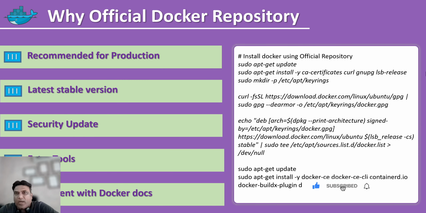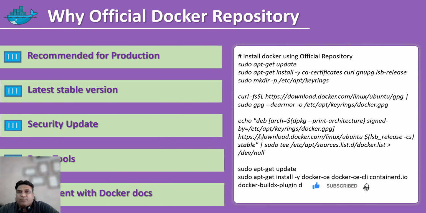And then we have to install ca-certificates with apt install, and then we are also installing curl, gnupg, and lsb-release, and then we have to make a directory for keyrings, and then you can run this curl command with this URL. This will help to download the GPG file and put it in the keyring folder which you have created.